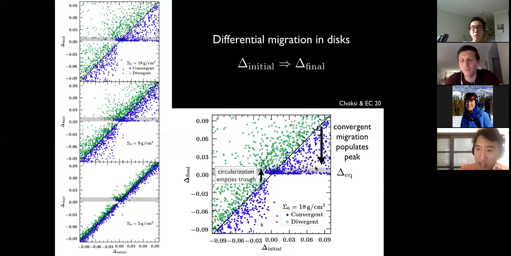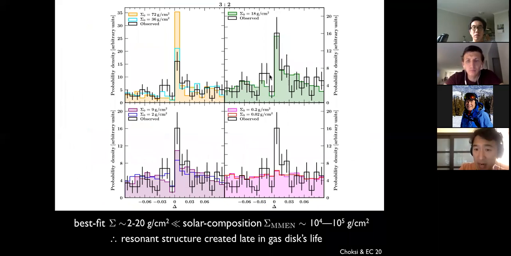So let me show you the observations. The observations are this black histogram. The black histogram is the same in all the panels. It's the observations from Kepler for the 3-2 resonance. That's what we're trying to fit. This is versus delta. Here's the spike, the peak, and then here's the trough.